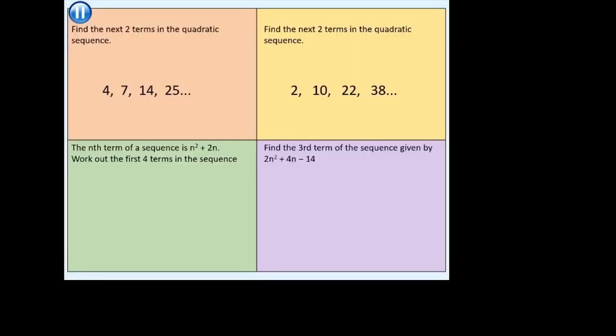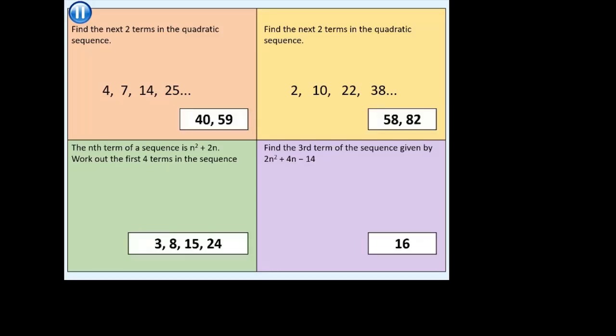Okay, here are 4 questions. The red and yellow want you to find the next two terms. Simply continue those quadratic sequences to find those two. The green wants the first 4 terms, so you are going to have to substitute in what n is: n is 1, n is 2, n is 3, and n is 4 to get 4 different answers. And the purple question wants to only know the third term, so just substitute n is 3 into that expression. Pause it now, and when you unpause it, the answers will appear.